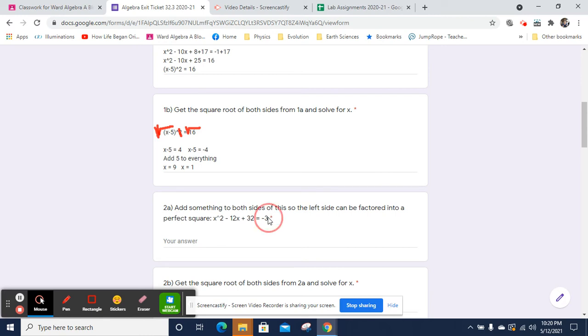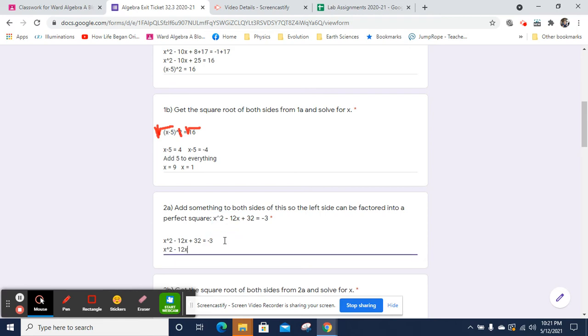All right, we're going to do the same thing here. We want to take this equation and we want to figure out what would we add to it on both sides to make it factorable into a perfect square on the left. Well, the thing you want to look at is this part here. So I'm going to copy that. We need to add half of -12 squared. So -12 over 2.